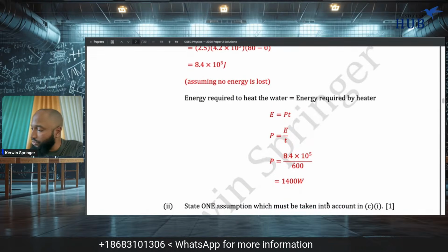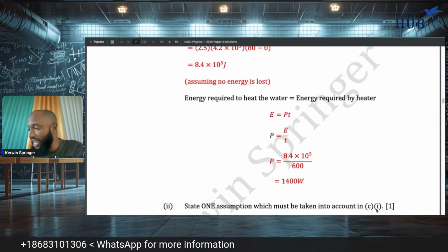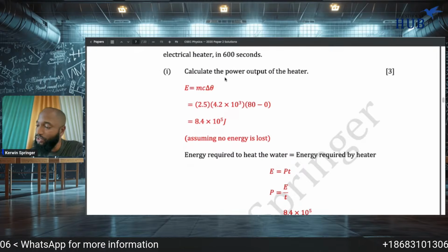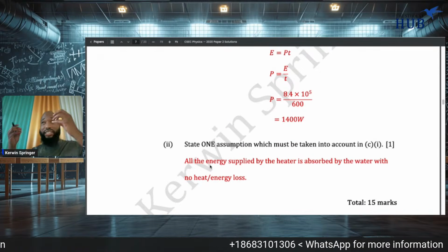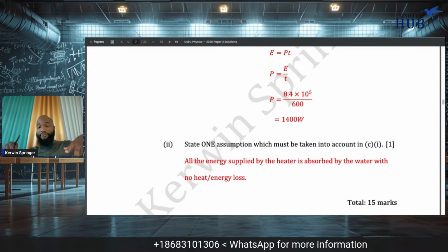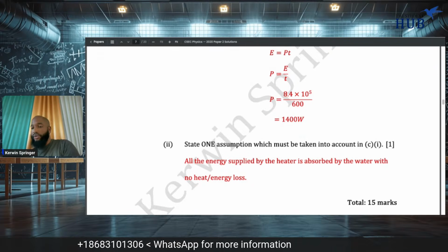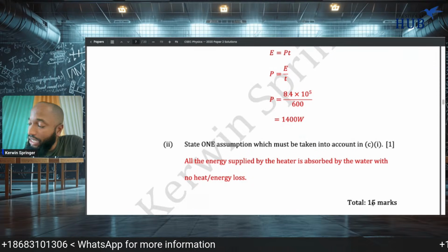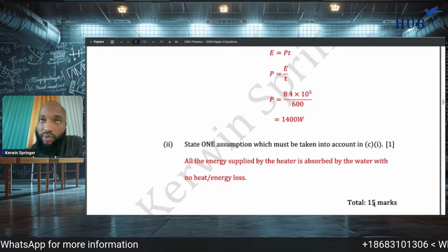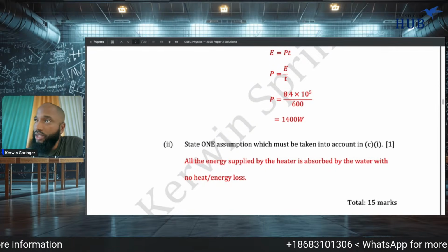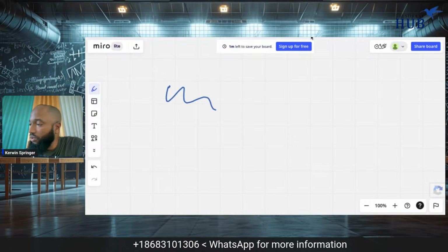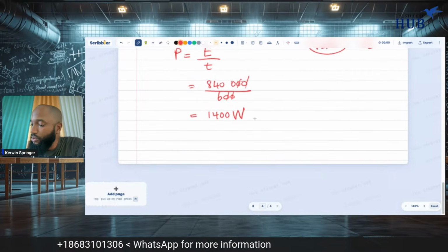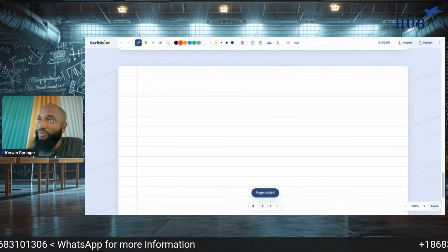State one assumption which must be taken into account. We already kind of stated the assumption. We assume there's no energy loss. We assume all the energy that the heater is putting out is going into the water. Does everybody understand how to collect all 15 marks in this question? Yeah? 100%? So this next one is for you guys to do, since you understand 100%.